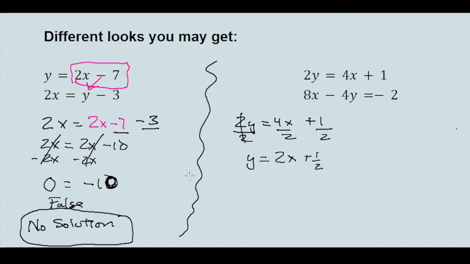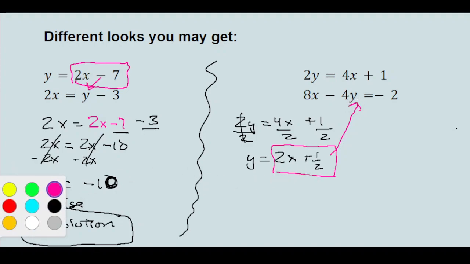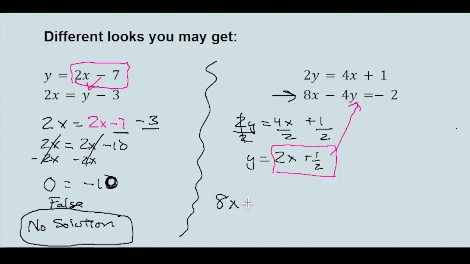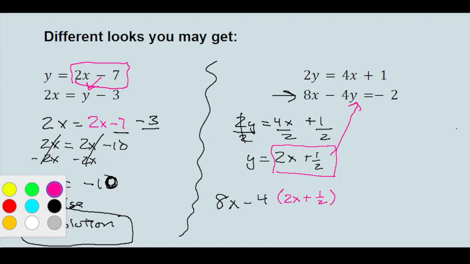So now we've got this solved for y, right? We've got this, and so we're going to take this and we're going to put it up into this equation right here. So that would be our next step. So we're going to write this equation out, except where we see y, we are going to put in this right here, because that's what we solved for from the other one. So we have 2x plus 1 half, and then it goes equals negative 2.